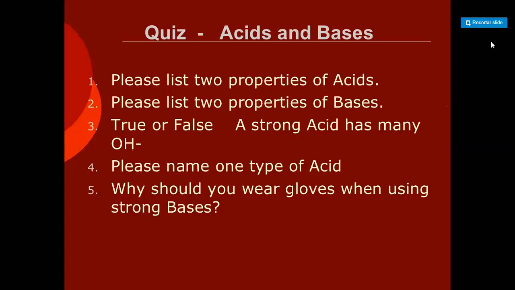Fourth one, please name any one acid which is strong and one acid which is weak. Please modify that question. And the next question, why should you wear gloves when using strong bases? The third question you can ignore.